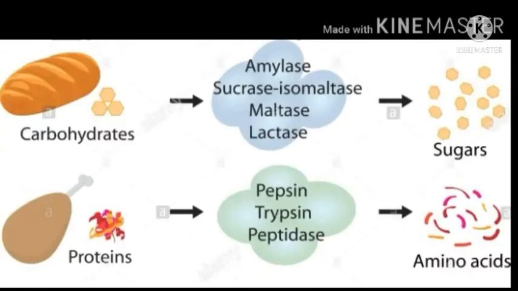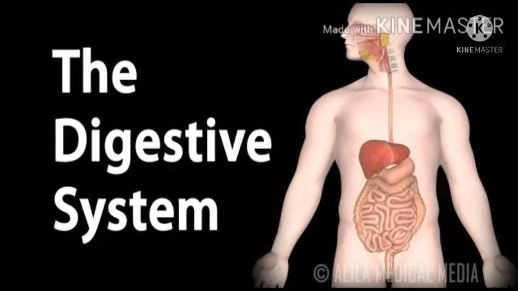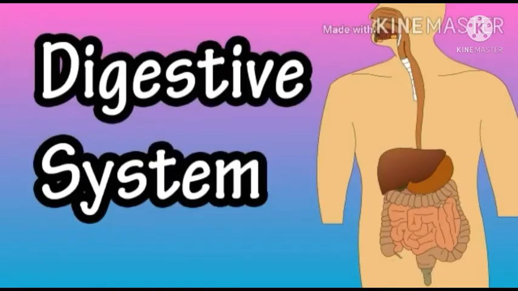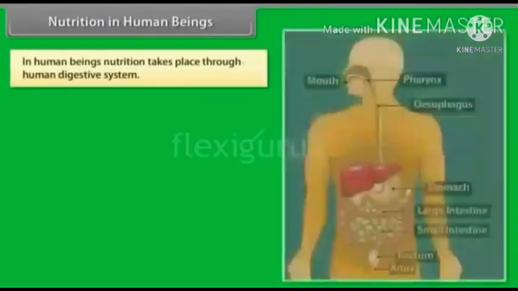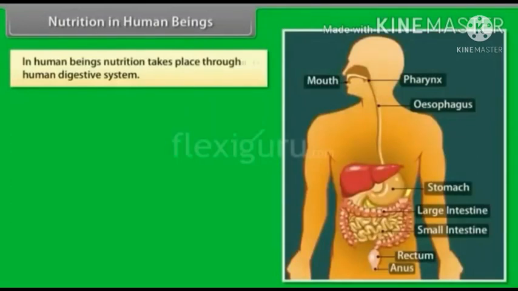Then what happens? The breakdown of large, complex, insoluble food molecules present in our food into small, simple, soluble and diffusible particles by the action of digestive enzymes is called digestion. There are many parts of the body for digestion of food. Those parts we call the digestive system. In human beings, nutrition takes place through the human digestive system.